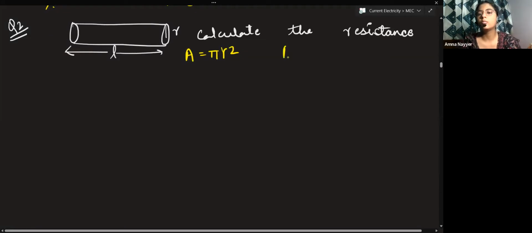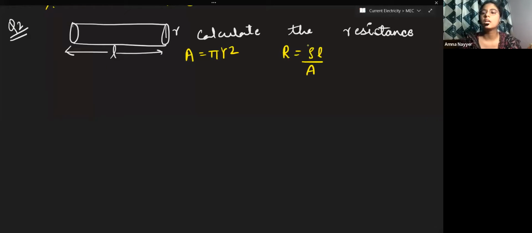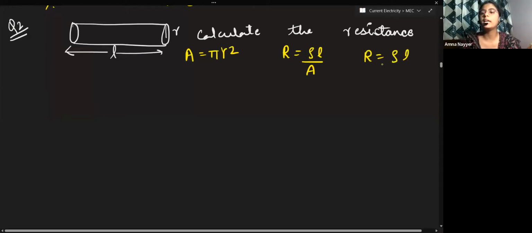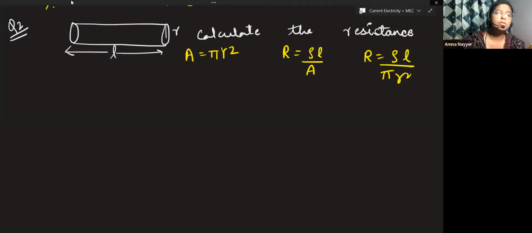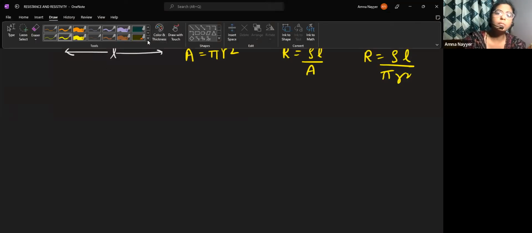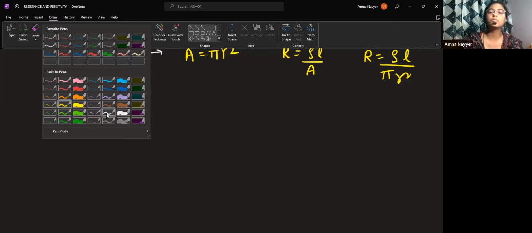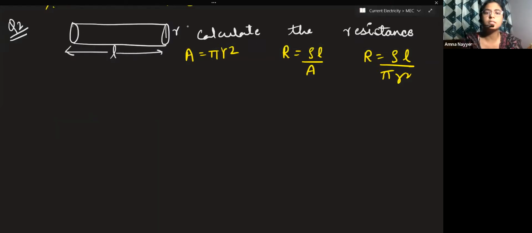And what is resistance? Resistance is rho L divided by A. So put in the values. R will be equal to rho L divided by pi r square. All right. So note this down and do one more question that I am giving you. All those who will get their answers, just submit your answers on the text. Note this as well as the other question that I'm giving you right now.